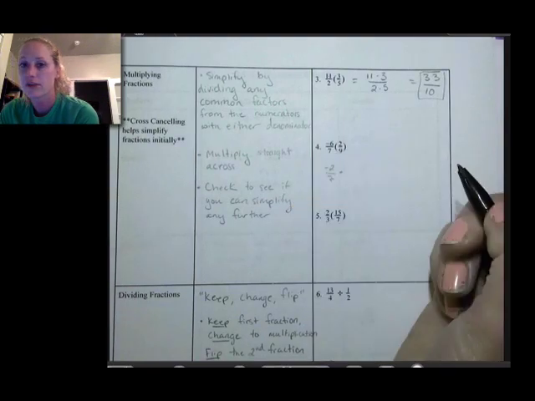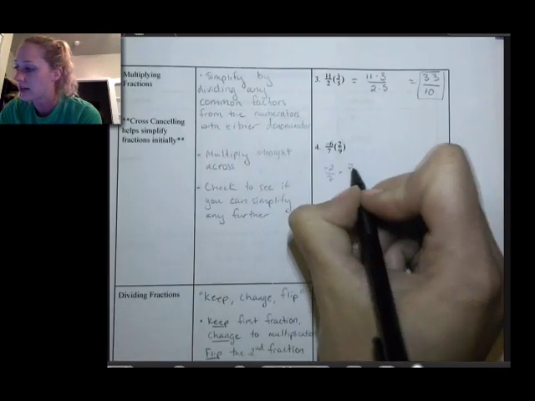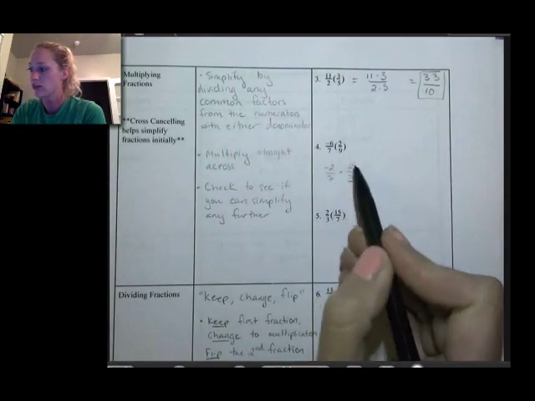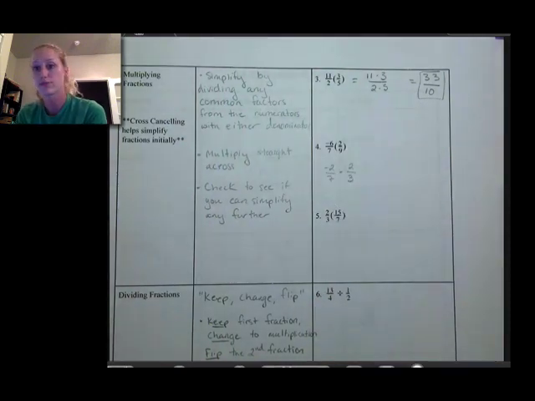If I also divide that 3 out of 9, 9 divided by 3 is 3. Okay, and I've cross-canceled that way. 2 and 7, there's nothing. 2 and 3, there's nothing. So I have reduced as much as I can at this point before I jump into multiplying.